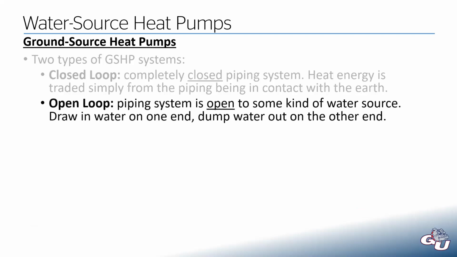As opposed to an open loop, where our piping system is open to some kind of water source. In an open loop, we're actually drawing water in on one end, running it through our building systems, and then we are pumping that water back into whatever that water source was.